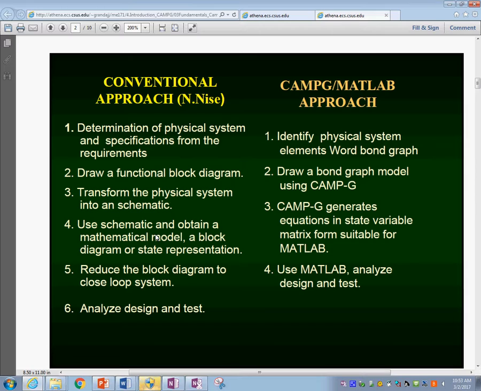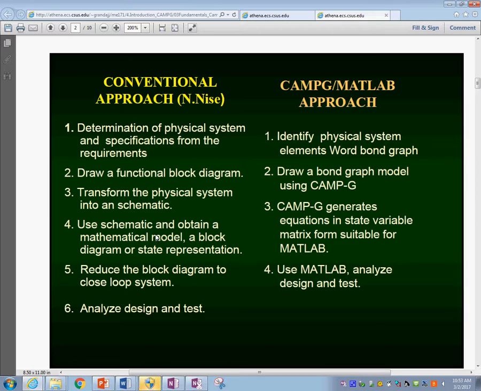You want to transform the system into some sort of a schematic and then use this to obtain a mathematical block diagram that has the representation of the equations. So the first one was the functional block diagram, what parts are connected. But the second one is really a block diagram from the equations of motion. On number 5, reduce the block diagram to a closed loop system, and then of course you do the analysis.